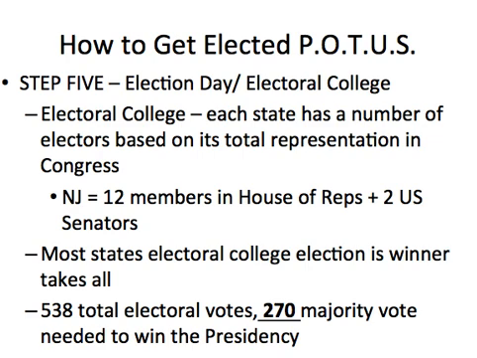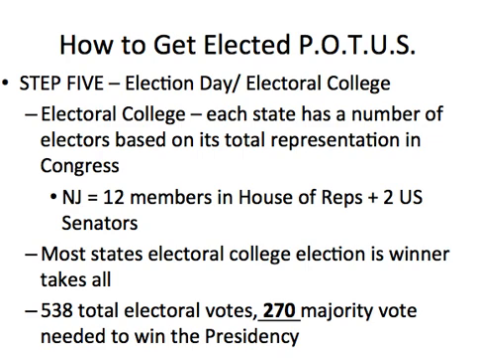Each state has a number of electors based on its total population or total representation in Congress. So New Jersey has 12 members in the House of Representatives and 2 U.S. senators. 12 plus 2 equals 14. If you looked on the previous map, it showed California having 55 electoral votes. Well, that's because they have 53 members of the House of Representatives and 2 senators. If you look at states with small populations like Wyoming, they have 2 members of the U.S. Senate and only 1 member of the House of Representatives because their population is so small.